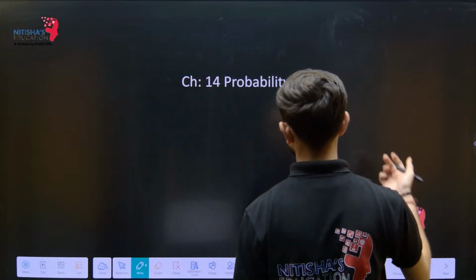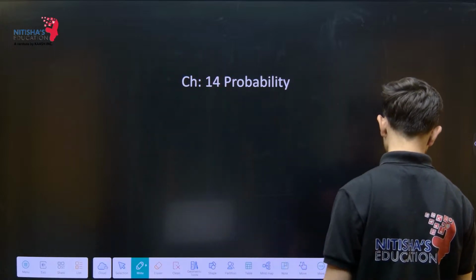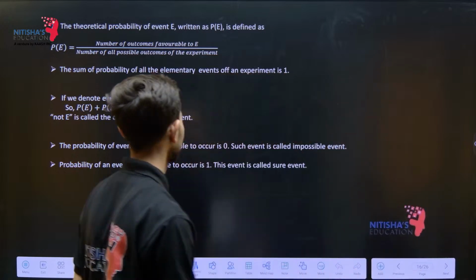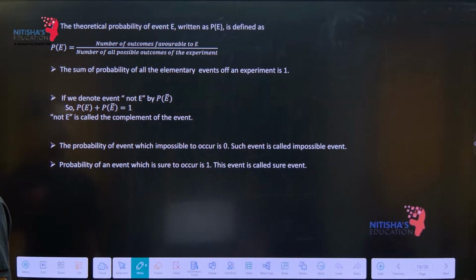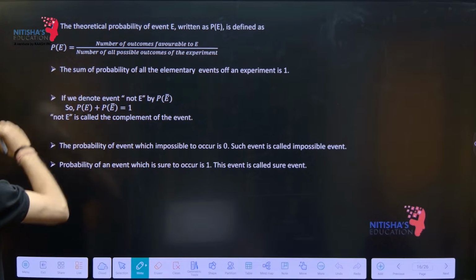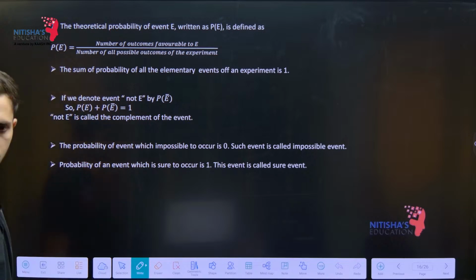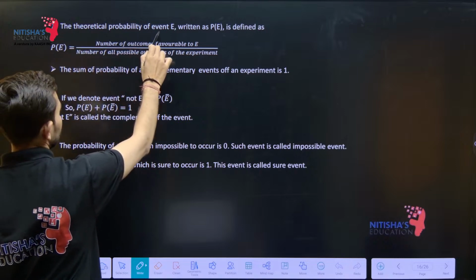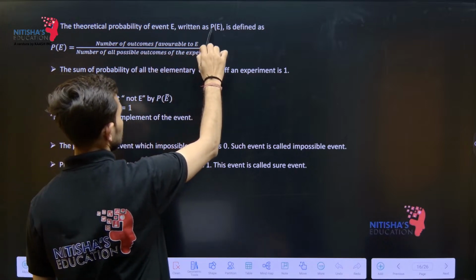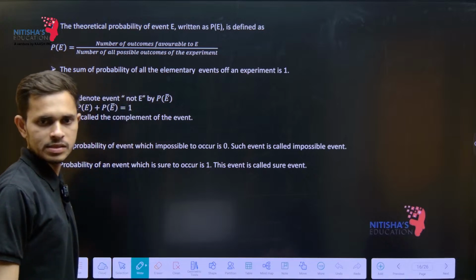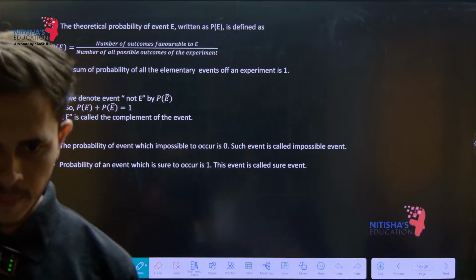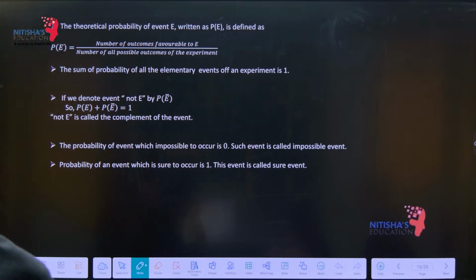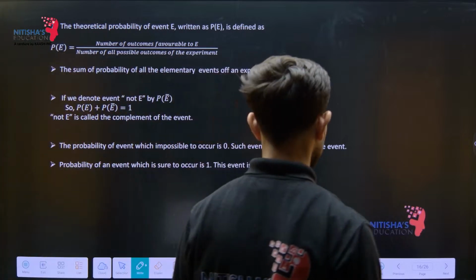Okay, next chapter number 14, which is probability, the easiest chapter in class 10. There are some topics, some points that we need to remember. The first is that the theoretical probability of event E, written as P of E, is defined as frequency.